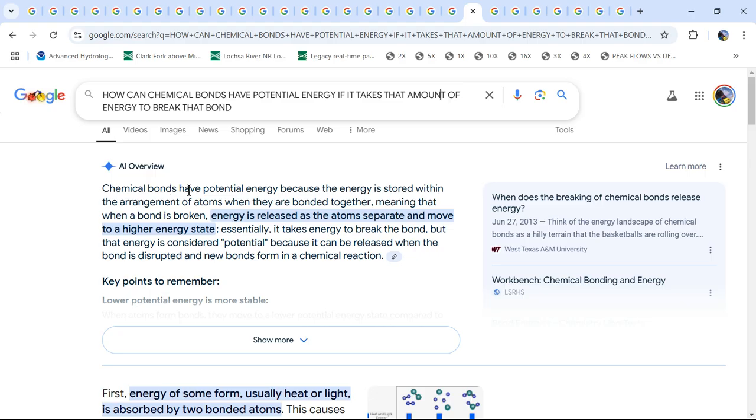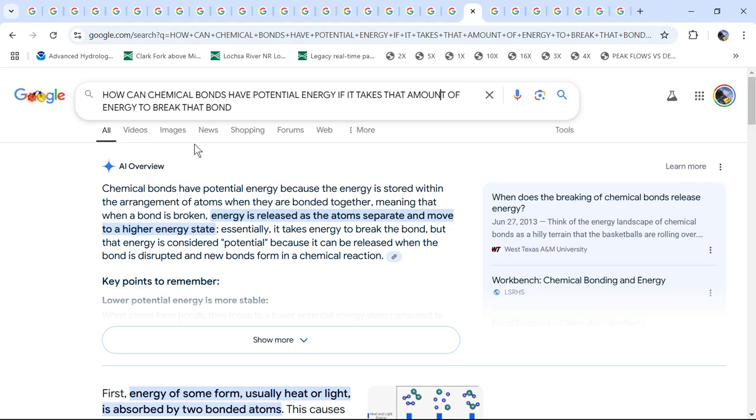I think we just need to read this. So chemical bonds have potential energy because the energy is stored within the arrangement of atoms when they are bonded together, meaning that when a bond is broken, energy is released as the atoms separate and move to higher energy states. So I think on a different day, I'll have to go down a different line of questioning because this isn't true for the hydrogen atoms. So maybe there are some molecules that when you break them apart, they actually go into a lower energy state.